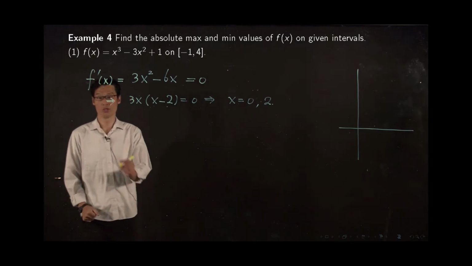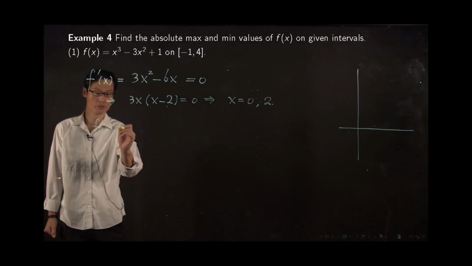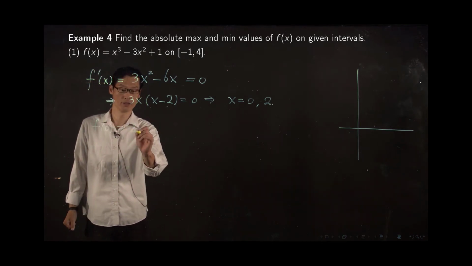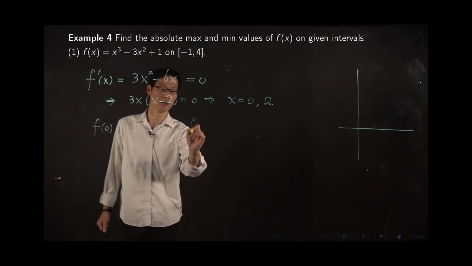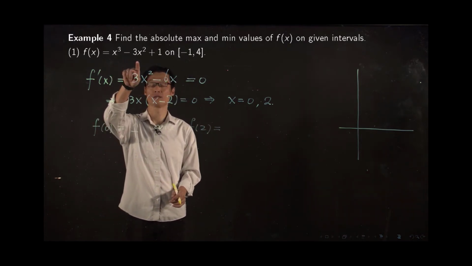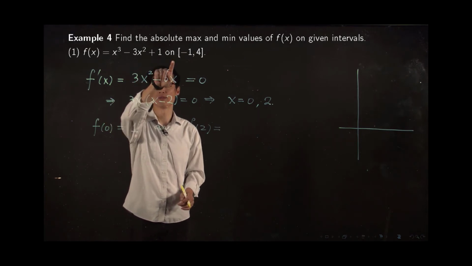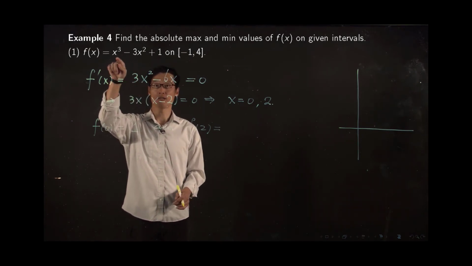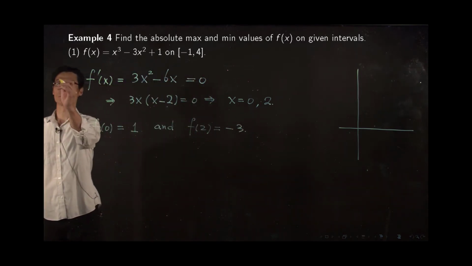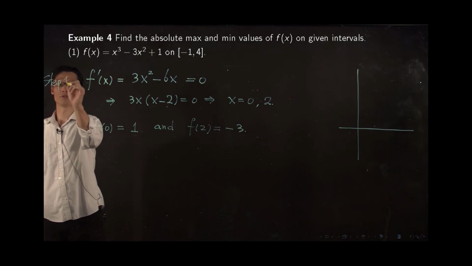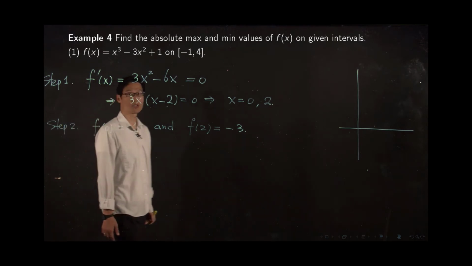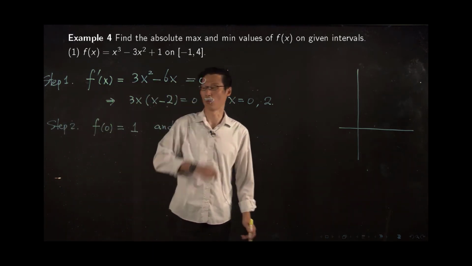In step 2, you evaluate f of 0. If you plug in 0, we have 0, 0, and then 1. And f of 2, if you plug in, 8 minus 12 plus 1. So 8 minus 12 plus 1 is -3. So this is step 1 and step 2. In step 3, you also consider the 2 endpoints, -1 and 4.